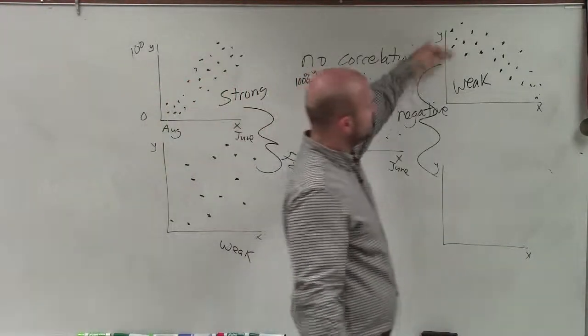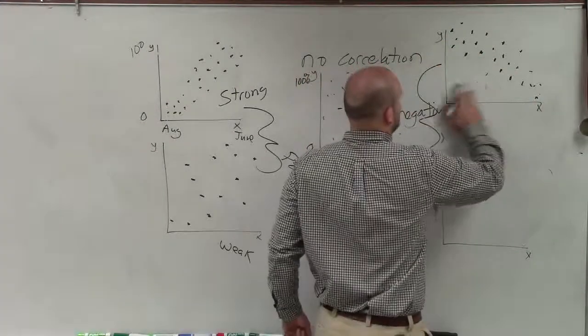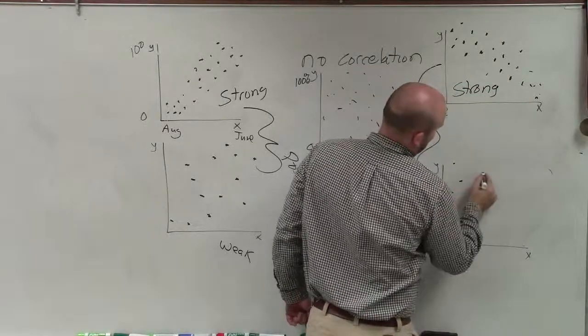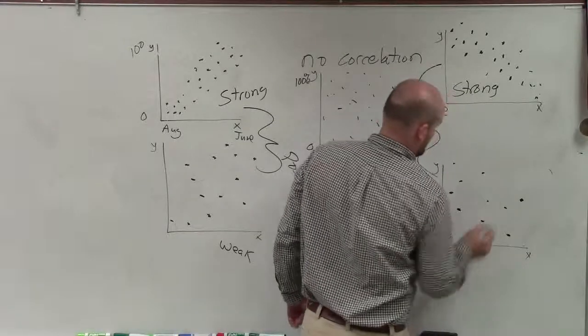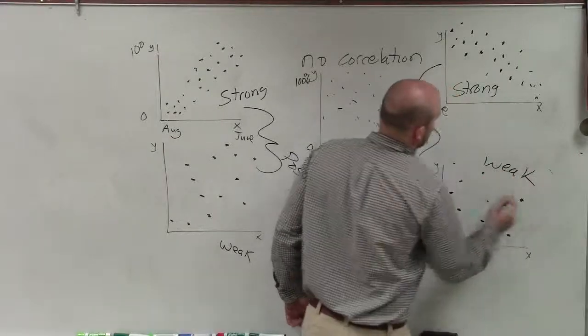If the y values are getting smaller, then we call that a negative correlation. And that is not weak, that is strong. But if I maybe have some values here, then maybe this would be an example of a weak negative correlation.